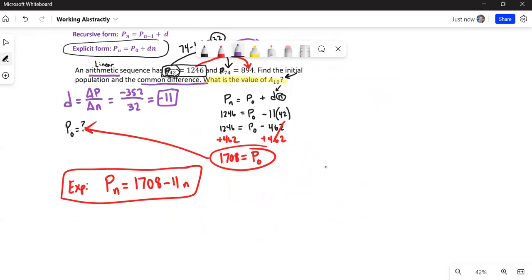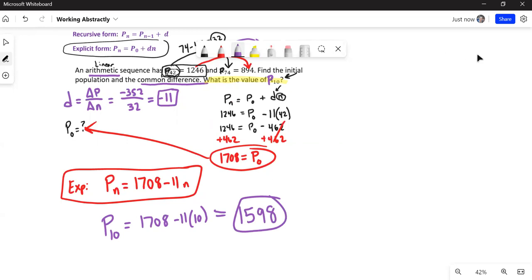So now it's nothing more than just plugging in. And I know that I'm using P and A interchangeably, so let me write P sub 10, which would just be a matter of plugging in 10. All right. So I need to do 1,708 minus 11 times 10, which is 110, and I get 1,598. So the power of that explicit formula is it takes us anywhere. I hope you learned a little more about just working abstractly with linear growth models.